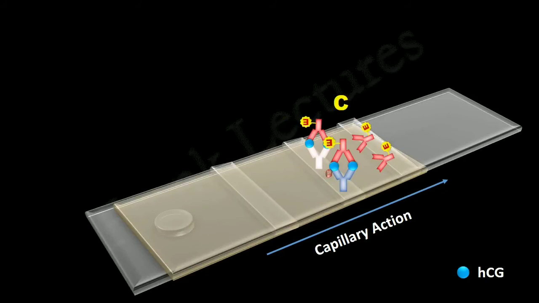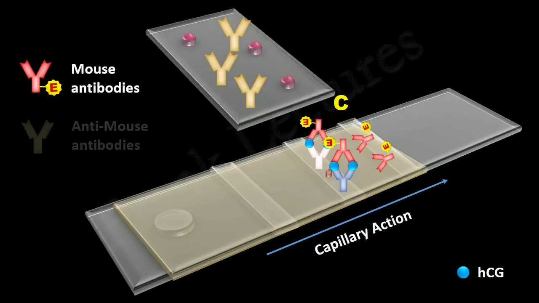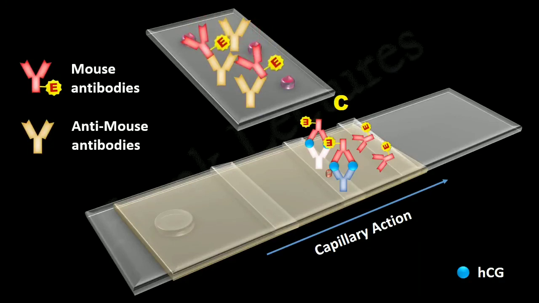Next, the free or unbound reaction zone antibodies arrive at the controlled zone. We know that reaction zone antibodies are also known as mouse antibodies. In the controlled zone, anti-mouse antibodies are present which recognize and bind the Fc region of the mouse antibodies.